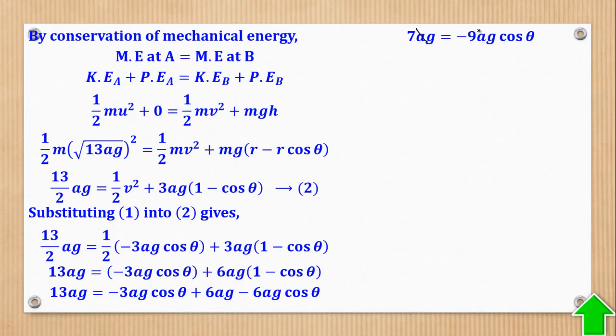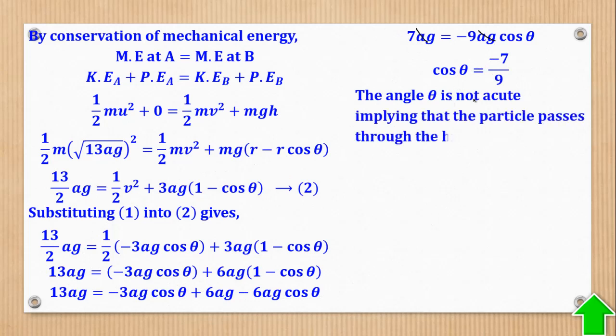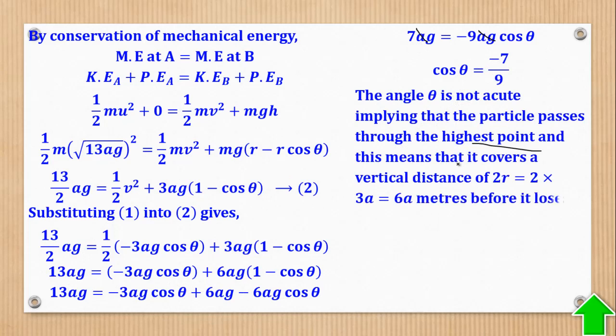So ag can cancel. You are going to remain with that, meaning that the angle of inclination is not acute, implying the particle passes through the highest point, and this means that it covers a vertical distance of 2r because diameter is 2r. r is 3a, so 2 times 3a gives you 6a meters before it loses contact.